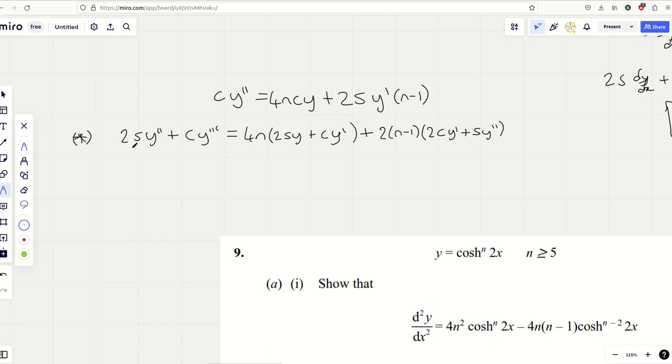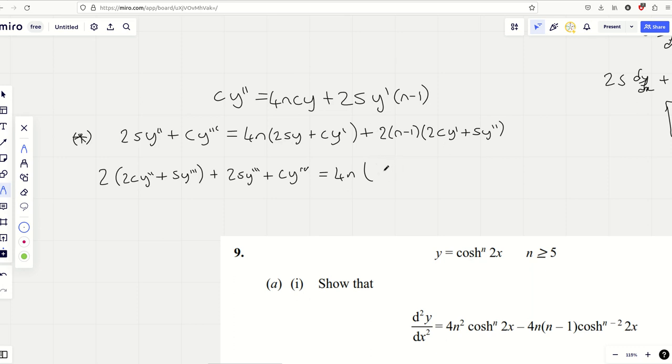Okay, so I'm going to differentiate this product rule again. I'm going to leave the 2 outside. I'm going to get 2c y double dash plus s y triple dash. And then for this bit, I'm going to have 2s y triple dash plus c y four dashes. That's your d4y, or IV, I think they normally do. It's basically Roman numerals. Okay, equals 4n, leave that alone.